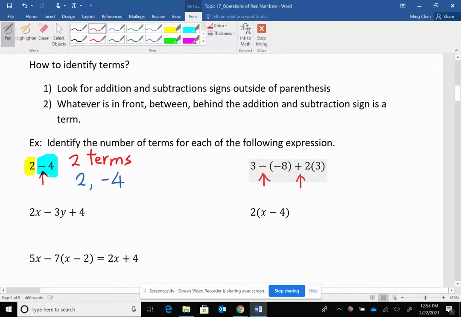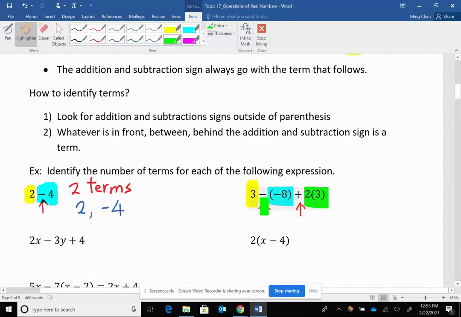3 minus. In front of the subtraction sign, that's one term. 3 minus negative 8 plus. That plus sign distinguishes between terms. So in between the subtraction and the plus sign, this must be one term. Behind the plus sign, 2 times 3 must be one term. So the sign goes with the term that follows. This subtraction sign goes with the negative 8. This plus sign goes with the 2 times 3. So in this problem, we have 3 terms.